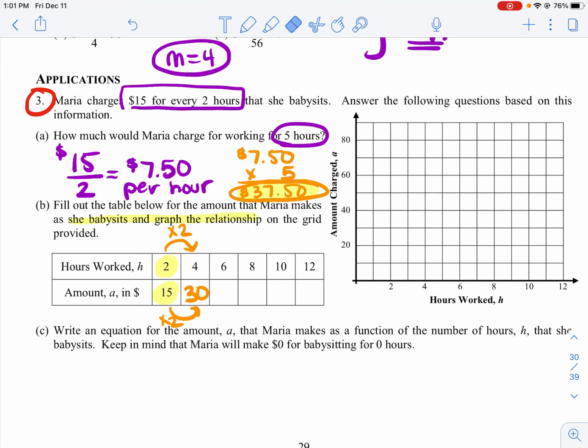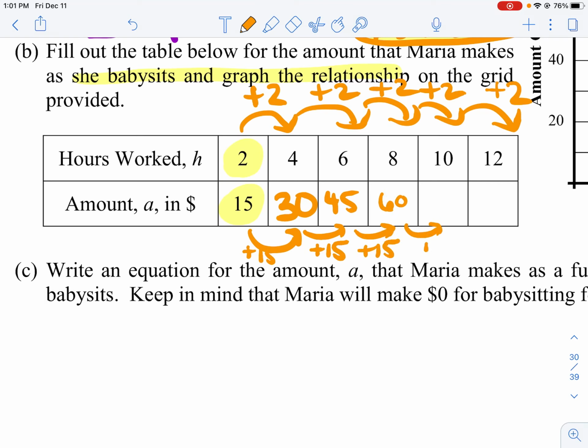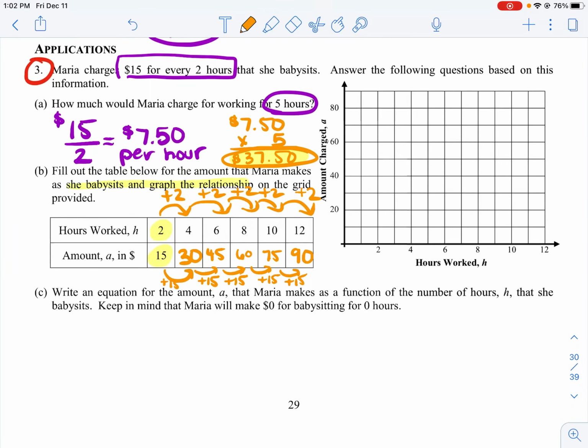Okay? Now, instead of continuing to multiply by 2, let's look and see what's happening here. We're adding 2 here. We're adding 2 here. Do you notice on all our x values, or our hours worked, we're adding 2, adding 2. What are we adding down here for our y values? We're adding 15. Every 2 hours she's worked, she's making 15 more. So now we're up to 45, 60, 75, and finally 90.